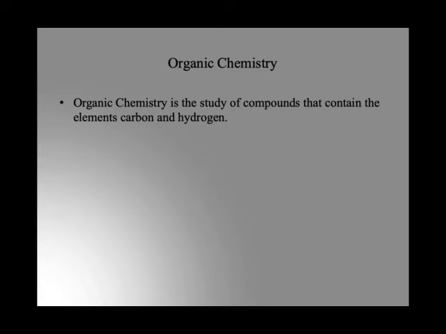Organic chemistry is the study of the compounds that contain the elements carbon and hydrogen, or it can also be defined as the study of the structure, properties, and preparation of chemical compounds that consist primarily of carbon and hydrogen. For example, petroleum, almost all medicines, and food.